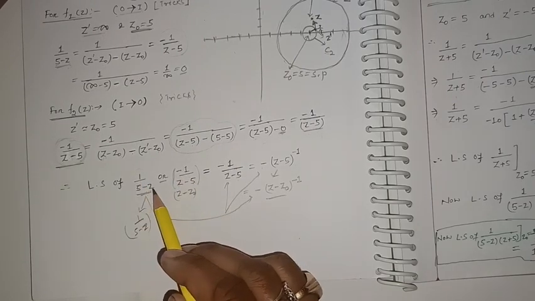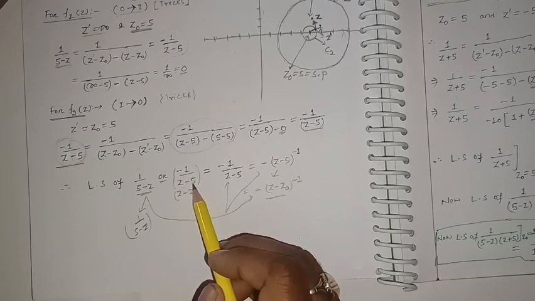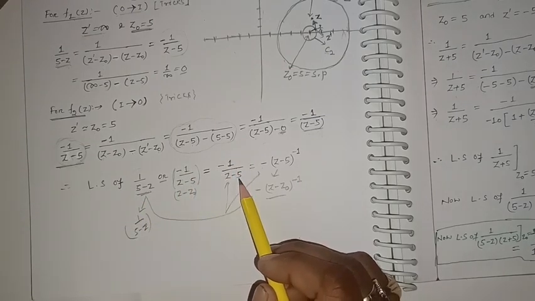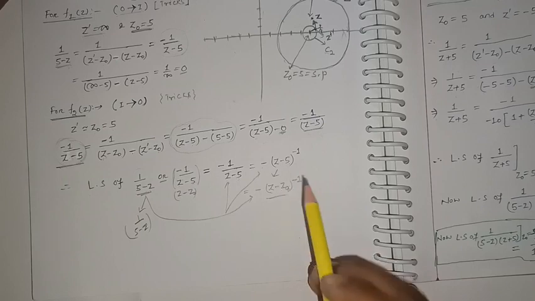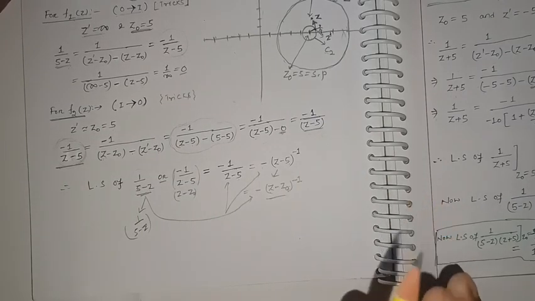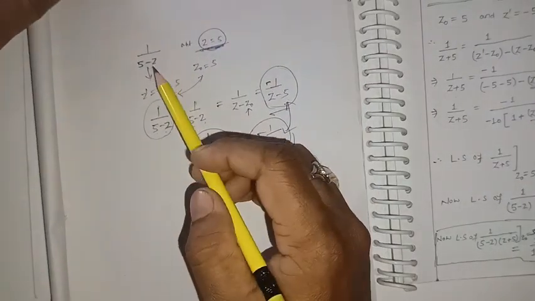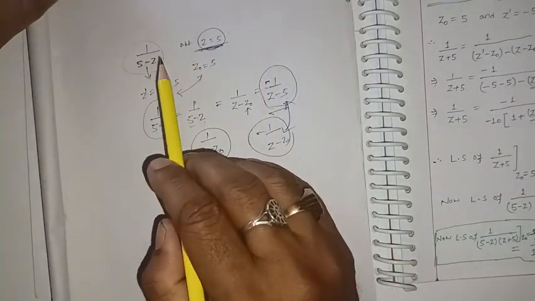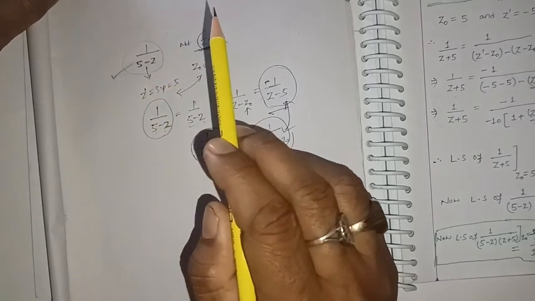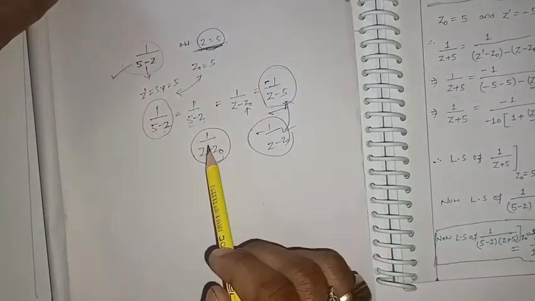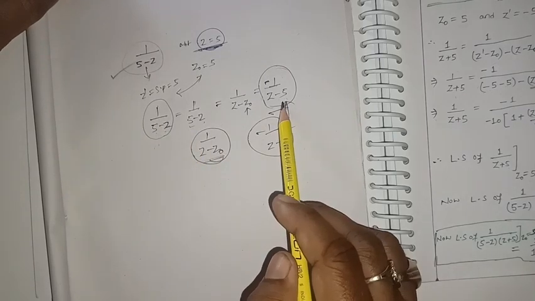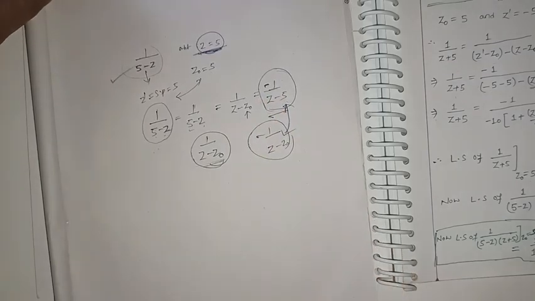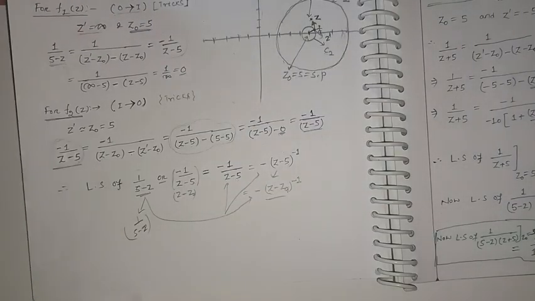This 1 by 5 minus z can be written as minus 1 by z minus 5. The Laurent series will be minus 1 by z minus 5, because it is written in the form z minus z0 to the power minus 1, where 5 is the z0. Just remember, as I told, if a function is there and we have to find its Laurent series about its singular point, the function itself is its Laurent series, but we should write it in this z minus z0 format. So for this type of case 1 by 5 minus z, the Laurent series will be minus of 1 by z minus 5, or z minus z0.